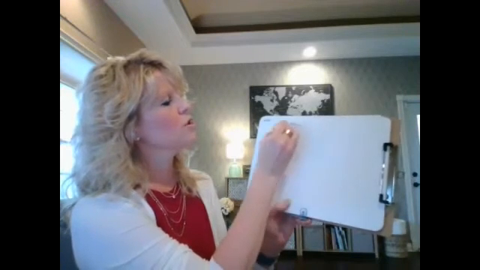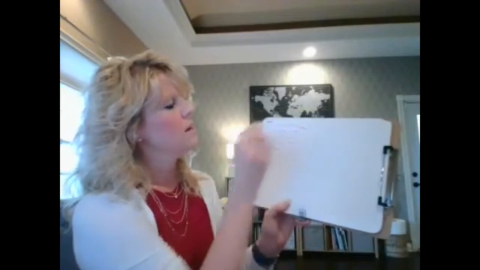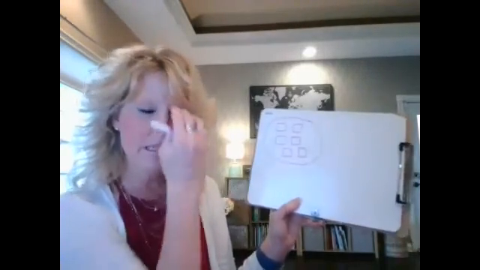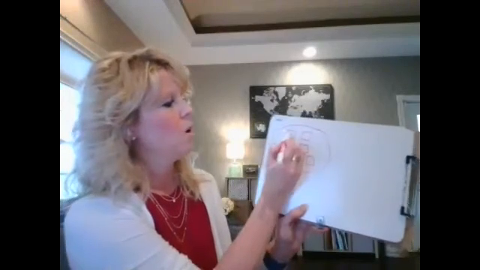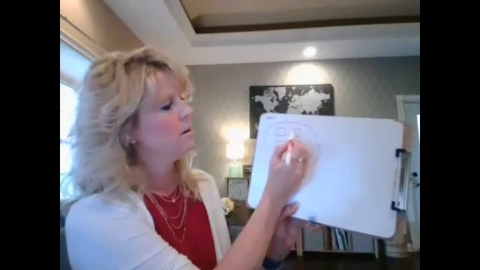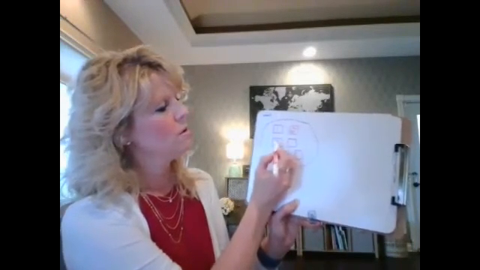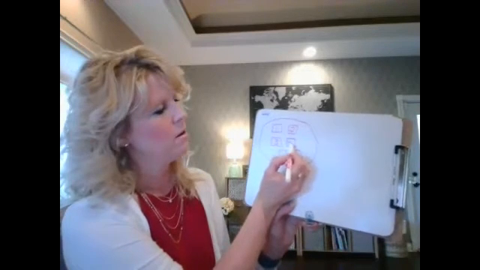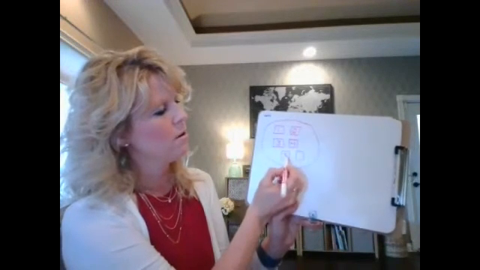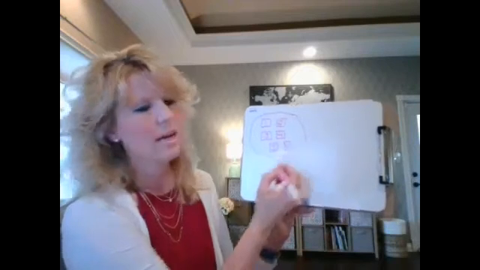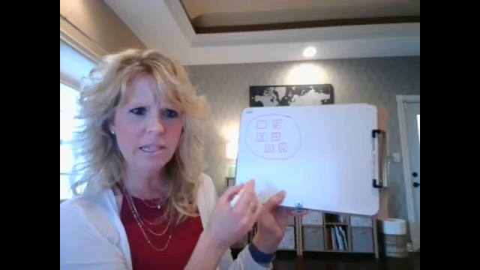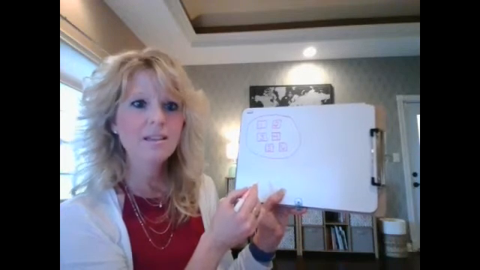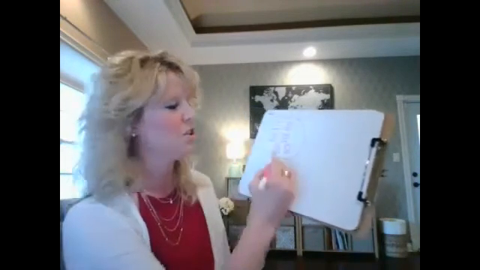I'm going to circle this set, and I want to see if you know how many squares are in this set. Ready? Let's count them together. 1, 2, 3, 4, 5, 6. So how many squares are there in this set? 6. If you said 6, you are correct.